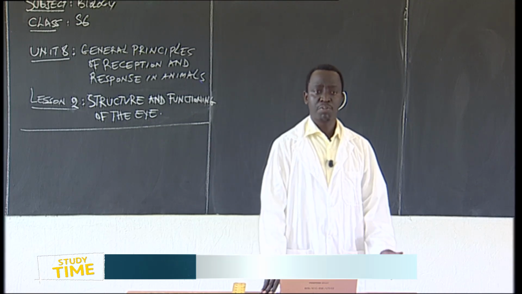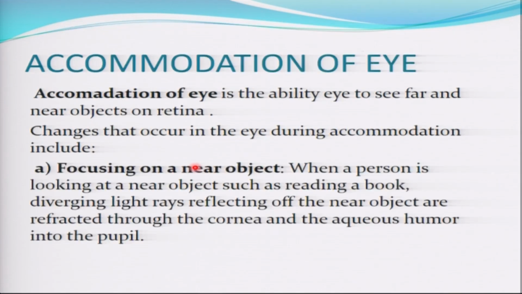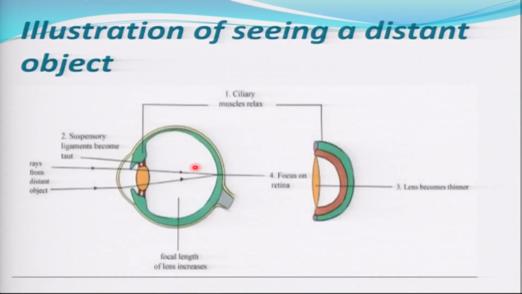Conjunctiva is thin and transparent to allow the light to pass through. Sclera, we have seen this. Eyebrows prevent sweat from entering the eye, as I have said. Are you okay? Nice. This is the structure. You will be able to describe this structure as usual.